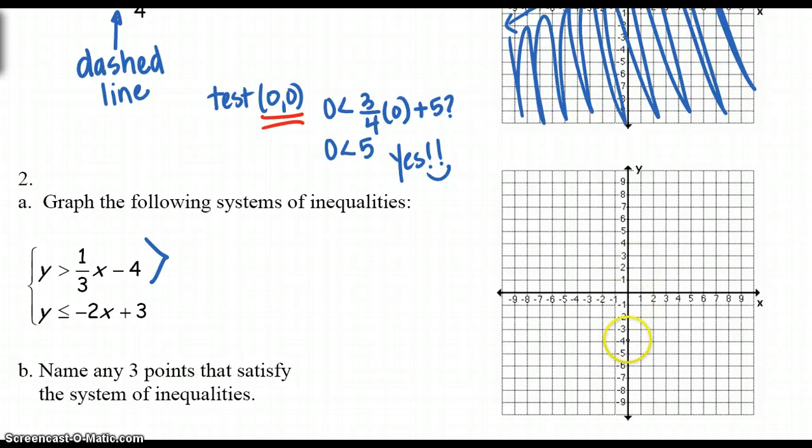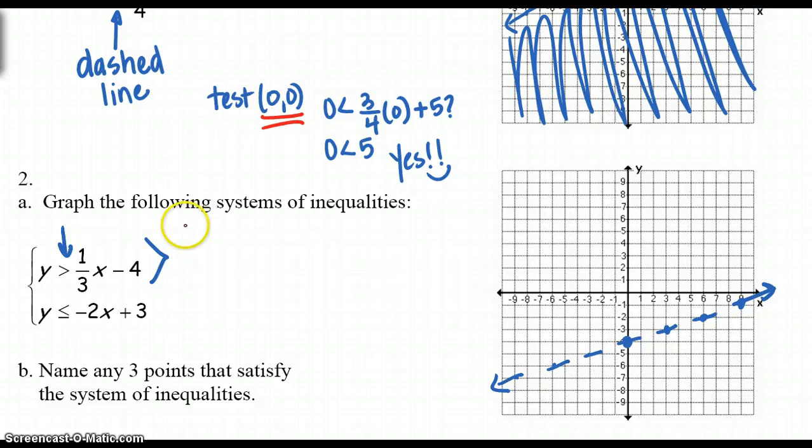The first thing I want to do, since it's in slope-intercept form, is plot the y-intercept. From there, I would do the rise over run. Up 1, over 3, up 1, over 3. And you can repeat this pattern to the left also. You'll notice that we do have a greater than, so this is going to be a dashed line, and that's important.